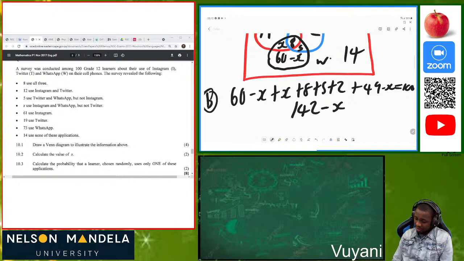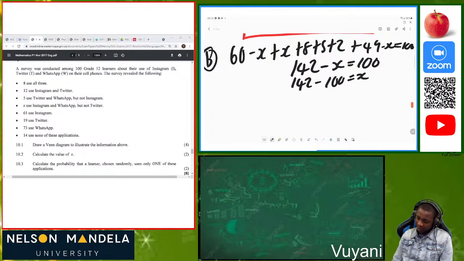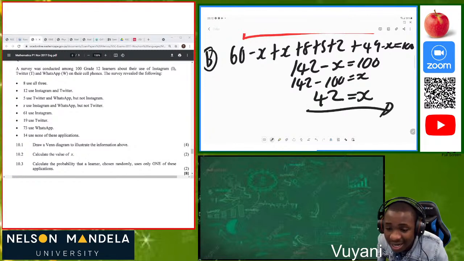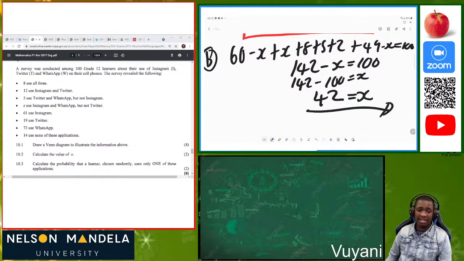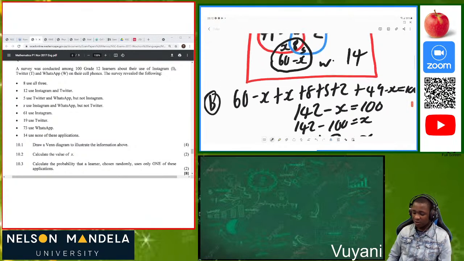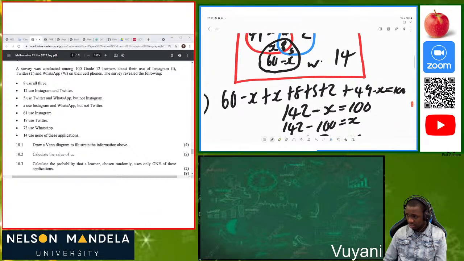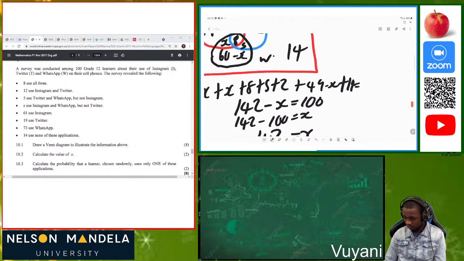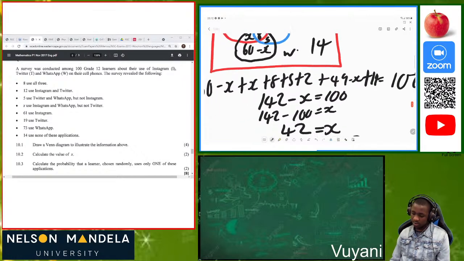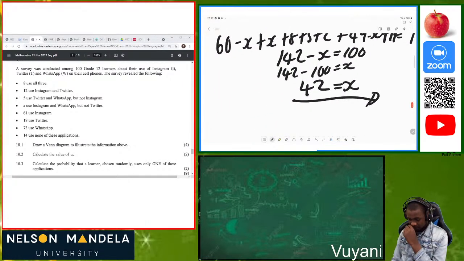142 minus X is equal to 100. Then 142 minus 100 is equal to your X, which is 42. So our X value is 42. When you calculate the X value, you just add everything. Oh my word, I forgot to add this 14, because this 14 also we have to include. Don't forget that 14, please don't forget that 14.